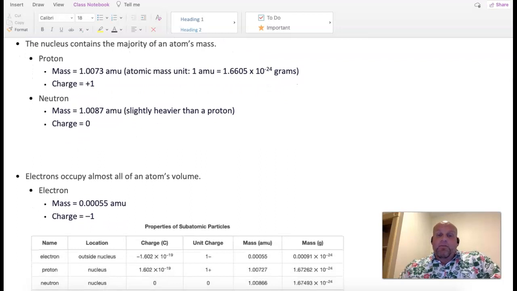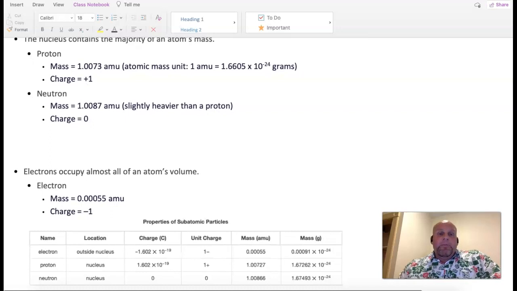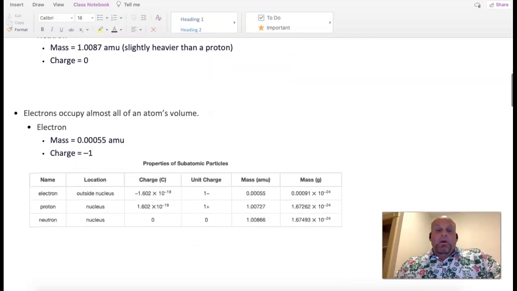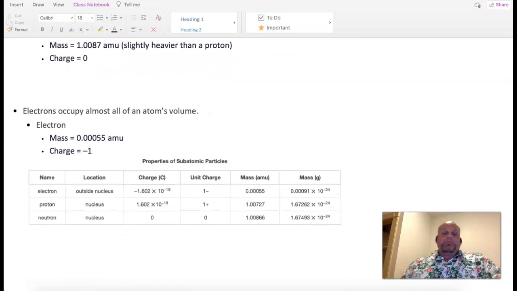Now, the majority of an atom's volume is occupied in that space around the nucleus, the electron cloud, where the electrons are located. You can see that we don't often talk about an electron's effect on the mass of an atom because this value is so small. But we do know that an electron is the negatively charged particle. This table gives you a little information here, summing up some of the things listed above for electrons, protons, and neutrons.